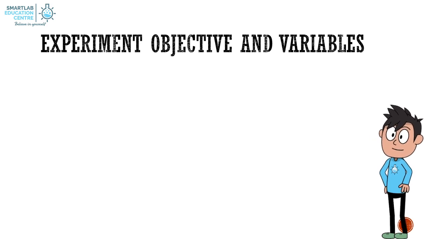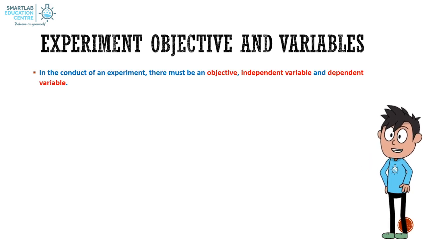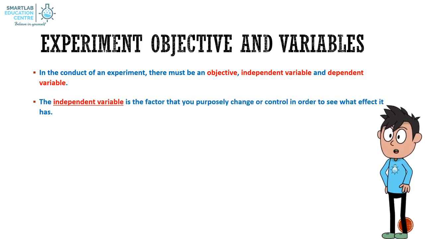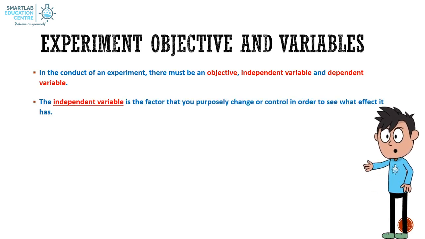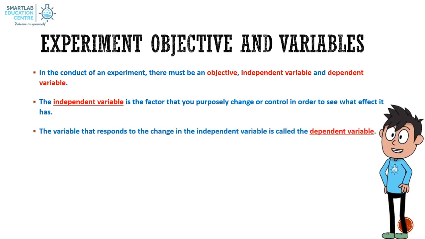Before we do that, let us take a look at how an experiment is designed. Whenever you do an experiment, there must always be an objective, independent variable, and dependent variable. The independent variable is the factor that you purposely change or control in order to see what effect it has. The variable that responds to the change in the independent variable is called the dependent variable.